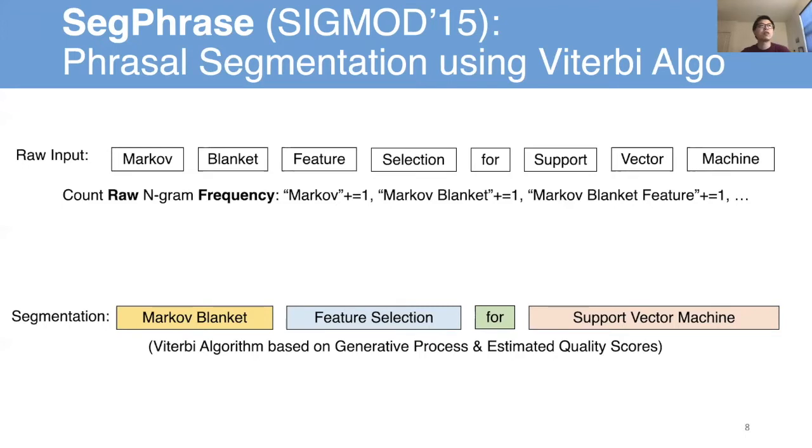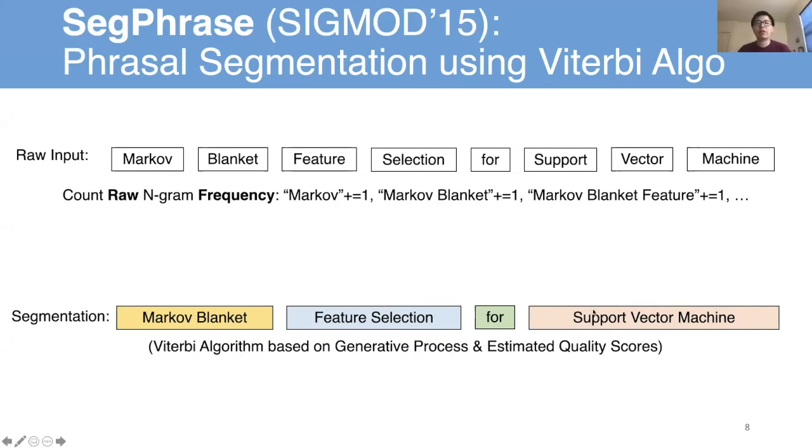Basically, if we read the sentence raw "Markov blanket feature selection for support vector machine", we will increase the counter for Markov by 1, Markov blanket by 1, Markov blanket feature by 1. Basically, for every n-gram, we will increase the counter by 1.